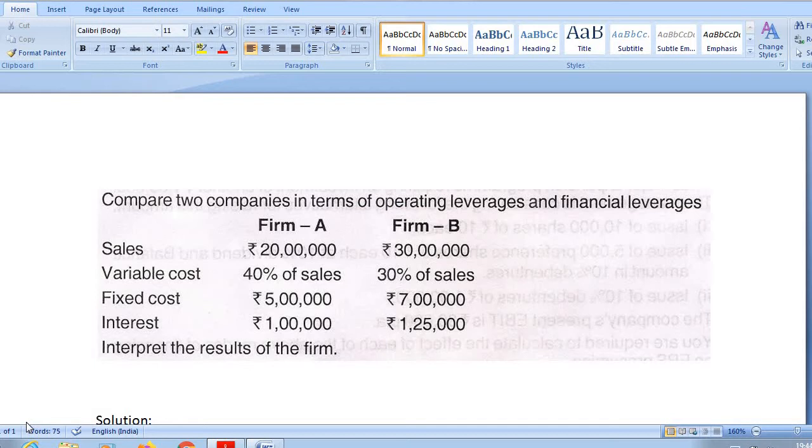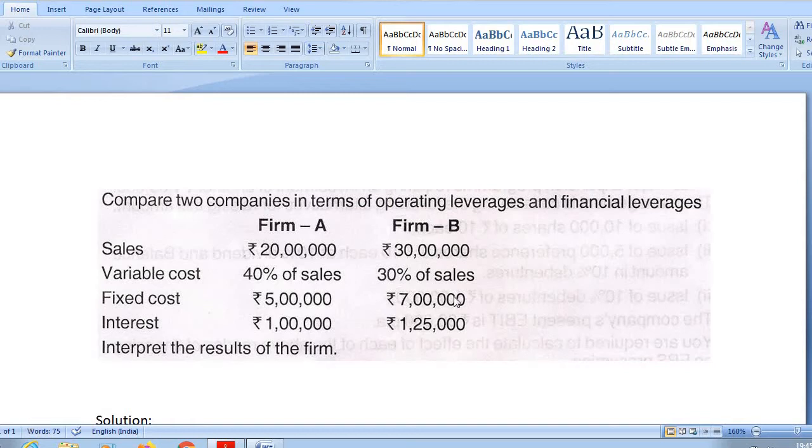Sales 20 lakhs, 30 lakhs. Variable cost 40% of sales and 30% of sales. Fixed cost 5 lakhs and 7 lakhs. Interest 1 lakh and 1 lakh 25,000 respectively for firm A and firm B. Interpret the results of the firms. So after comparing, we need to interpret the results also.